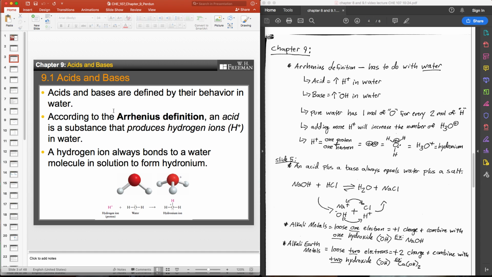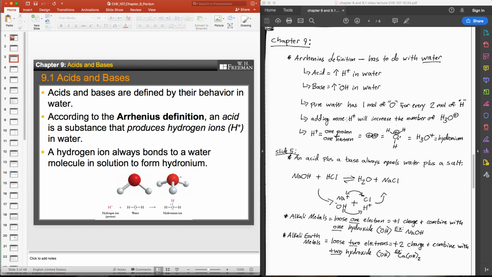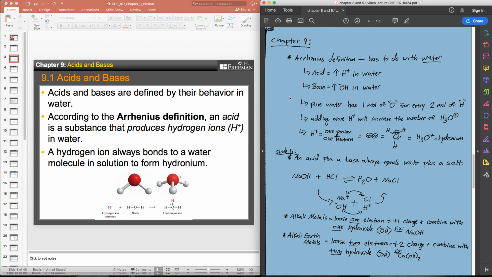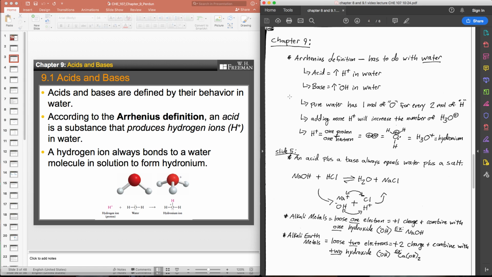According to Arrhenius, so we call this the Arrhenius definition, an acid is a substance that produces hydrogen ions in water. If we look over to the right, pure water has 1 mole of oxygen for every 2 moles of hydrogen. And it makes sense, right? Every water molecule is H2O. We have 2 hydrogens and 1 oxygen. And so if we're increasing the proportion of hydrogen ions in that water, then we're going to be increasing the acidity, okay? And that is the Arrhenius definition, right?